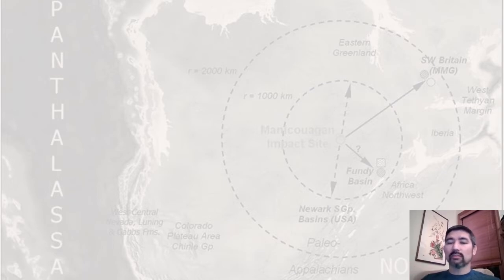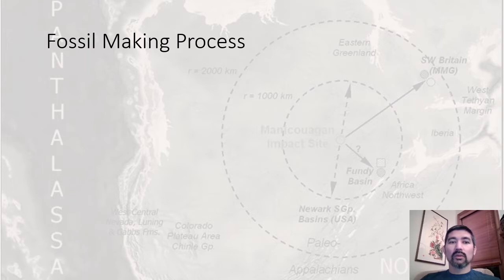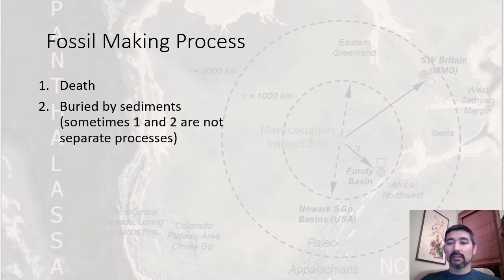Let's talk about this process in more detail. In order to make a fossil, you need a living thing, and that living thing must die. And after it dies, it must get buried by sediments. Sometimes these two steps are not separate. Sometimes they happen at the same time.